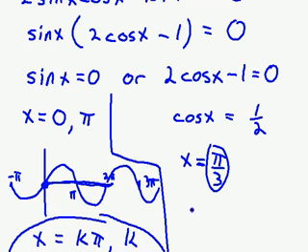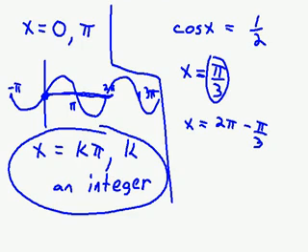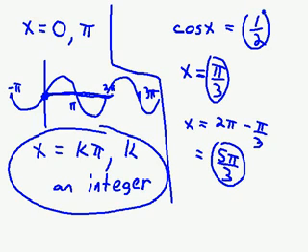Well, just take 2 pi minus pi thirds. And 2 pi is 6 pi thirds. So 2 pi minus pi thirds is just going to be 5 pi thirds. So, okay, in between 0 and 2 pi, for that second equation, we get pi thirds and 5 pi thirds.